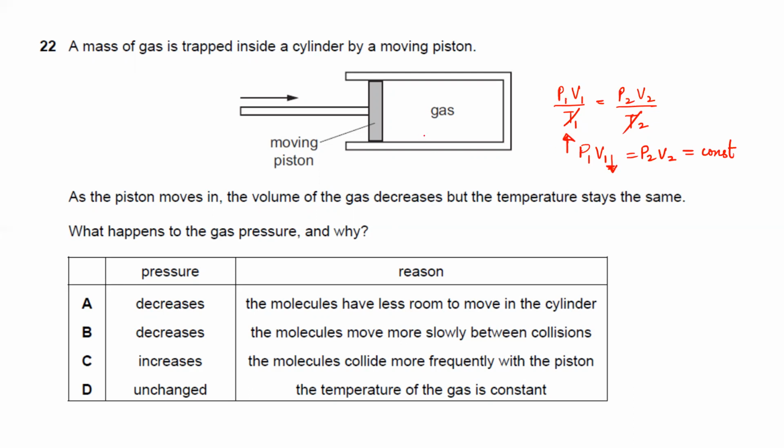And that is because once I have compressed the gas, the molecular collisions with the piston and with the walls of the chamber increase, and that basically ends up as more collisions per unit area, and that is the definition of pressure itself. So let's see: the pressure decreases, no; unchanged, no; pressure increases, yes. The molecules collide more frequently with the piston, yes. So answer C is the right answer.